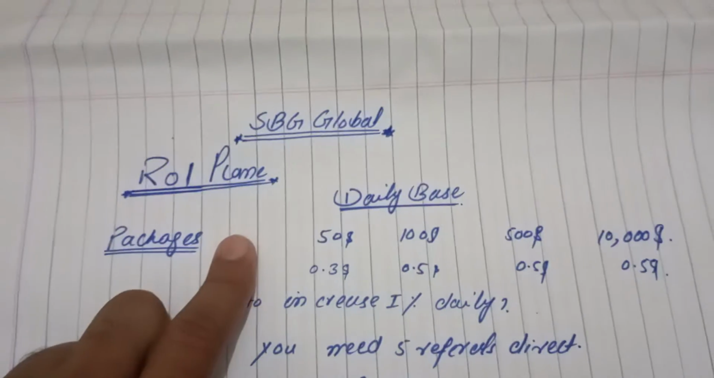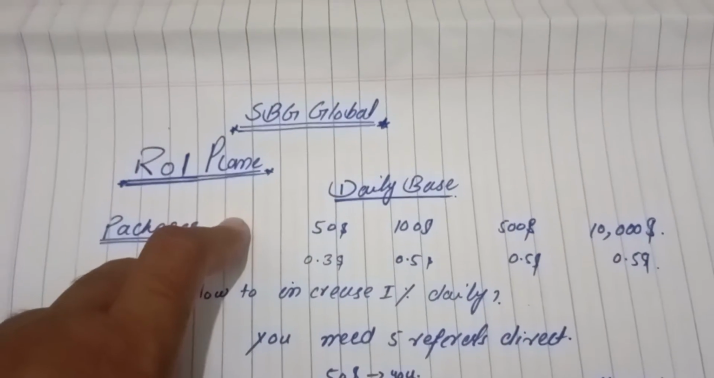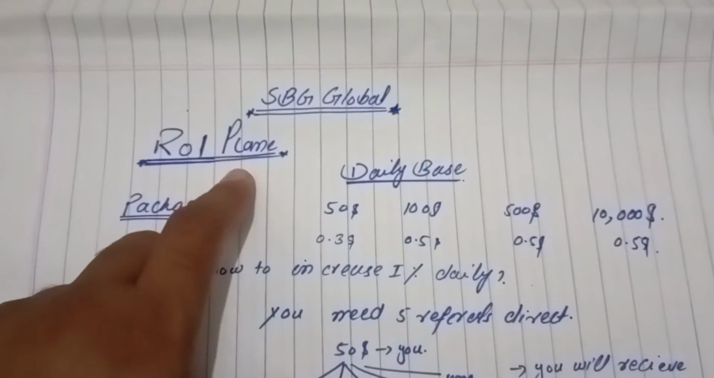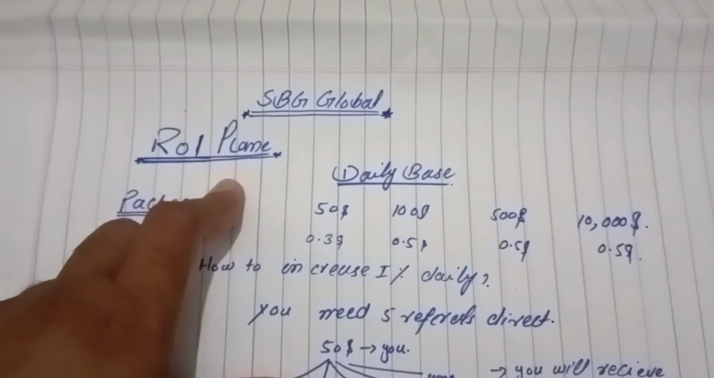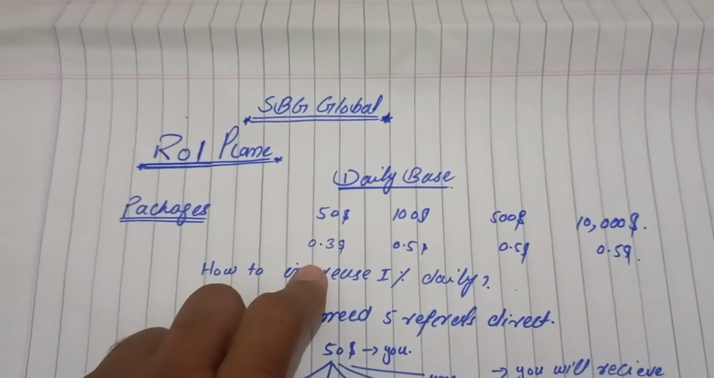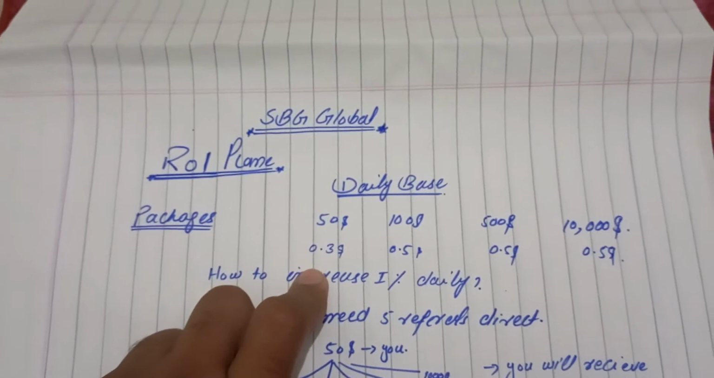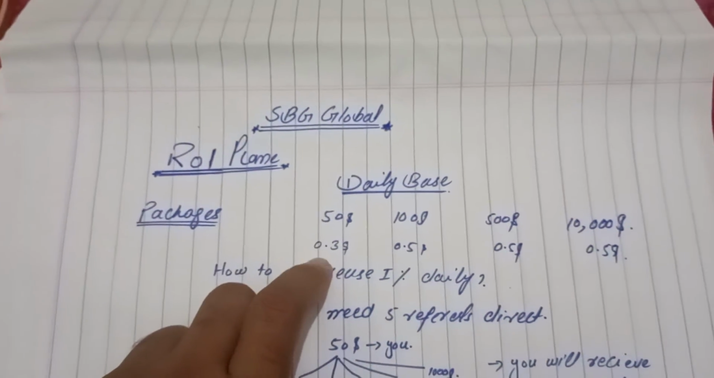So today we are going to explain SBG Global. First of all, I will explain how ROI works, and how the investor can get the profit. It's profit on two bases. I will explain it all in detail, so let's start the video.